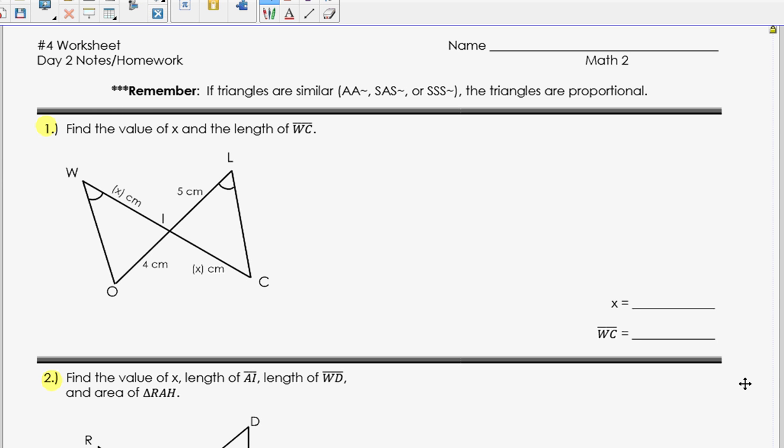Okay, so we're just going to continue our work with what we did on day one when we talked about angle, angle, side, and side similarity. Remember, angles are always congruent, sides are always proportional in similar triangles.